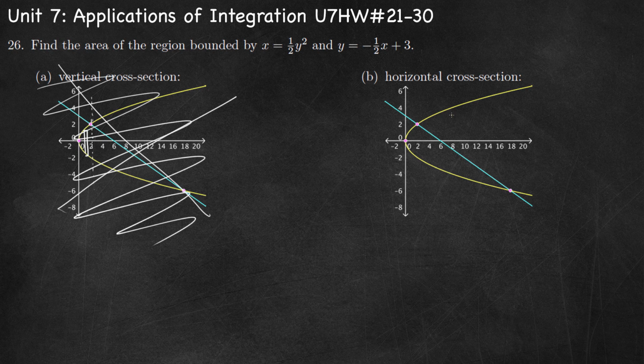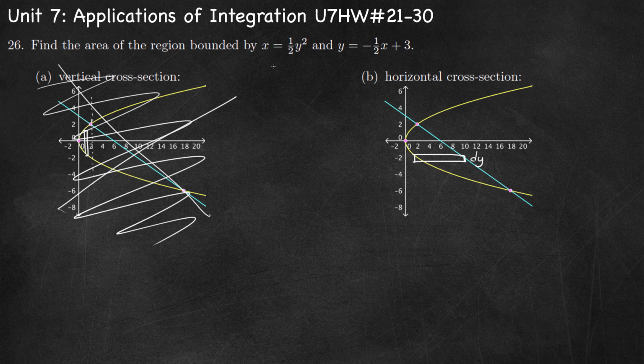Horizontal cross section, so much easier. Draw your horizontal reference rectangle anywhere you like in that region, and it's always the same function touching the right side of the rectangle, the same function touching the left side of the rectangle. So we're going to set this up as dy. Our points of intersection are, I can't tell just by looking on this one. Is it 18? Is it 17? Somewhere in there. The other one looks like it's 2, 2.